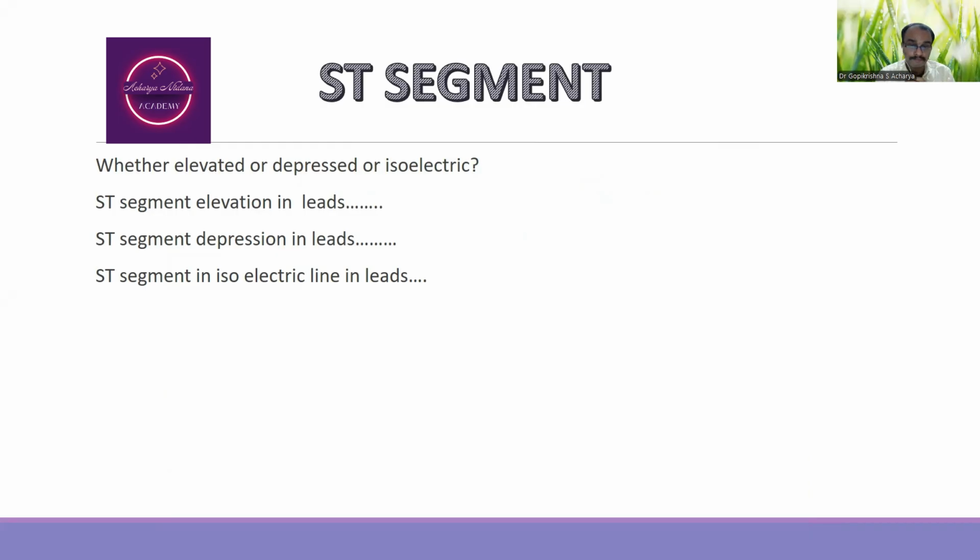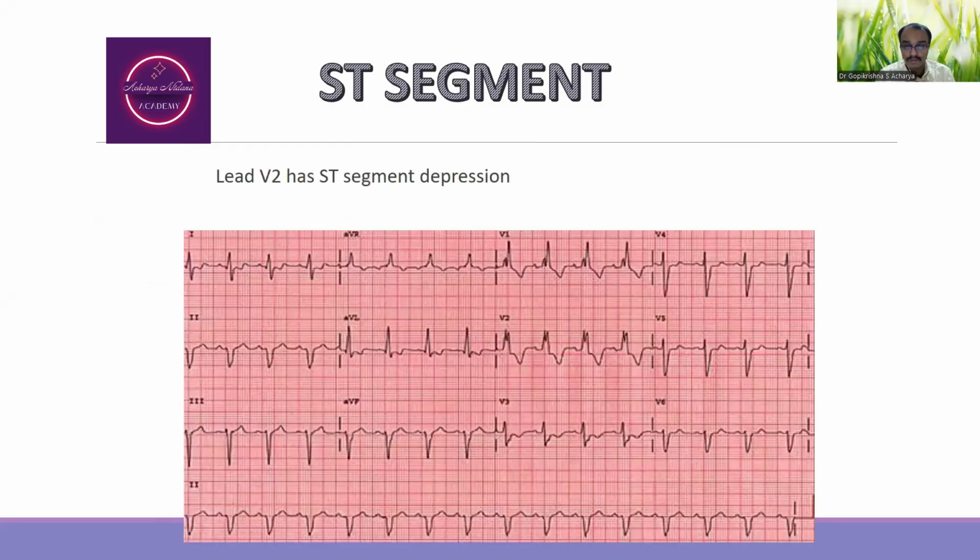Next, about ST segment. For the ST segment, we have to know whether it is elevated, that means ST elevation is present, or whether it is depressed, or ST depression is present, or the ST segment is isoelectric. That means there is no upward or downward deflection. ST segment elevation present in which of the 12 conventional leads, that has to be noted. And ST segment depression present in which leads, that has to be noted. And ST segment isoelectric in which leads, that has to be noted. So here, when you think about it, in lead V2, we can see the ST segment depression.